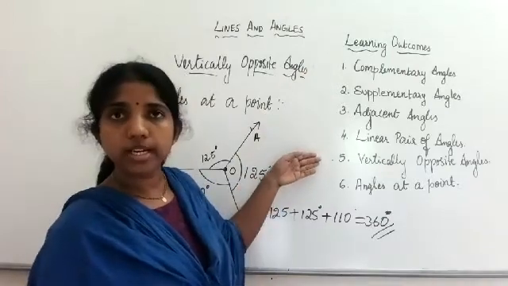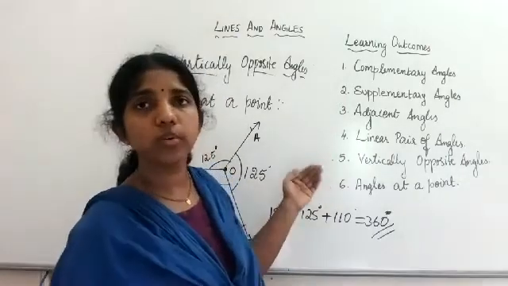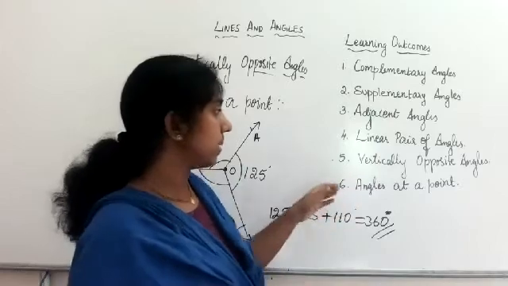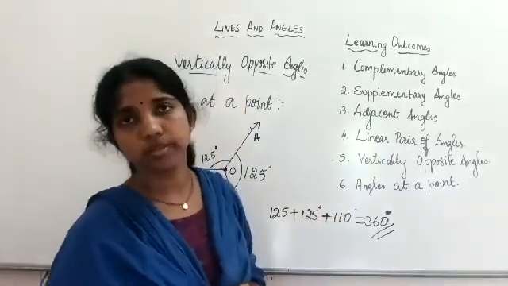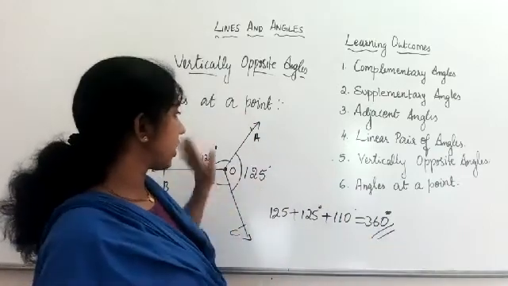Vertically opposite angles talk about two intersecting lines. When you have two intersecting lines, you have vertically opposite angles, and those are equal. Then angles at a point: the angles made at a point add up to 360 degrees, which we have verified.